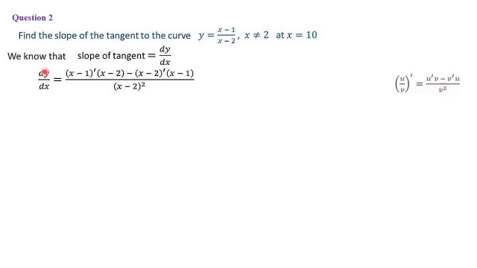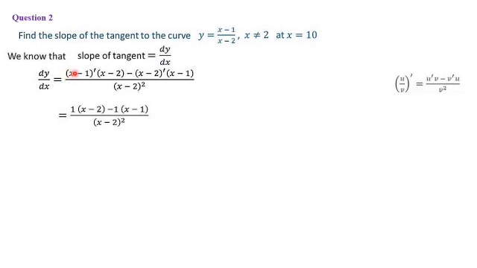Then dy/dx means, first of all we write the square of the denominator, that is (x - 2)^2. Then the derivative of the numerator, our numerator is x - 1, its derivative, dash, into the denominator x - 2, minus the derivative of the denominator, (x - 2) dash, into the numerator. Now you can see the derivative of x - 1: the derivative of x is 1, and the derivative of 1 is 0. That means we will be writing 1 here.